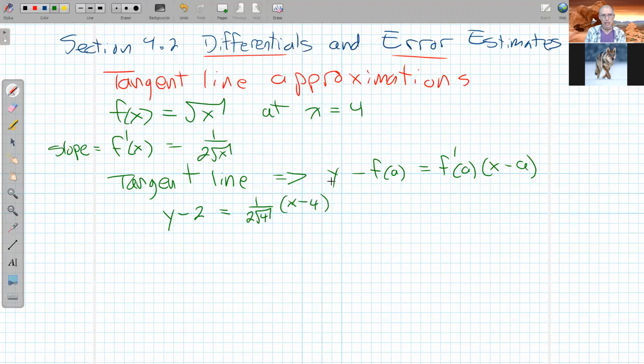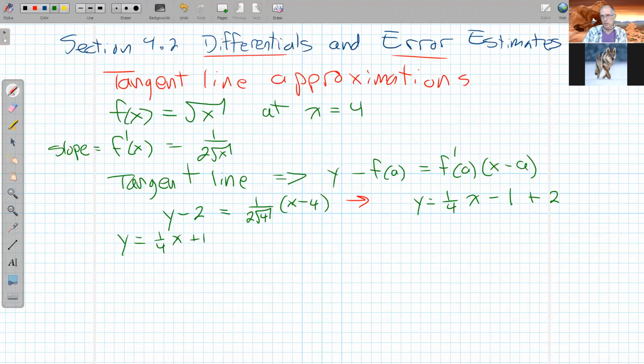And if we clean that up, what do we get? Square root of 4 is 2. 2 times 2 is 4. So we're going to get a 1/4 times x. 1/4 times -4 would be -1. We're going to add that 2 over to the right. So then we have now y equals 1/4 x plus 1 is the tangent line.